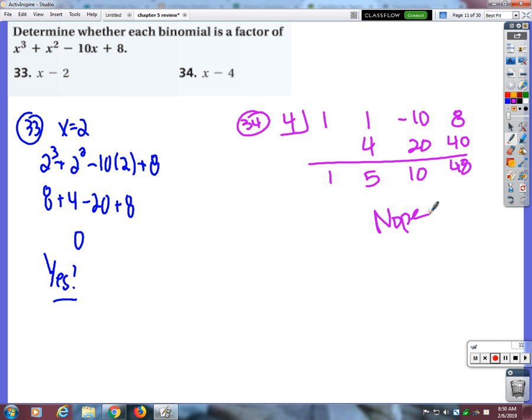So using synthetic division is the same thing as plugging the number into the polynomial. So you can go either way with those. Okay?